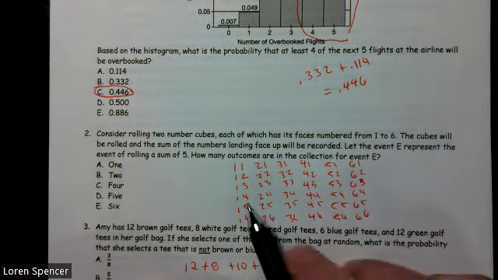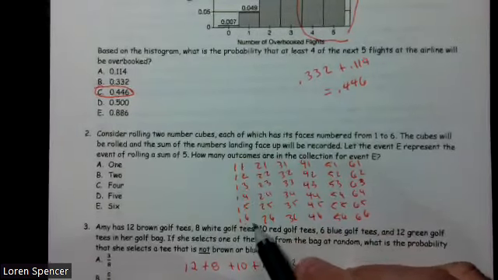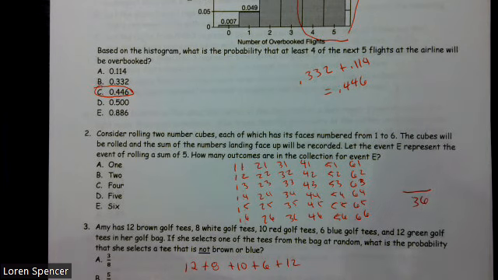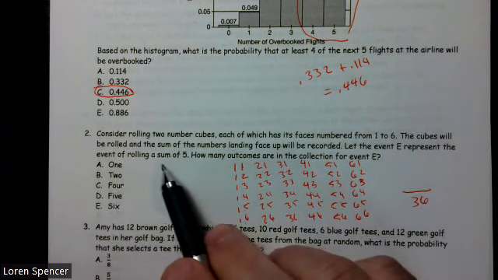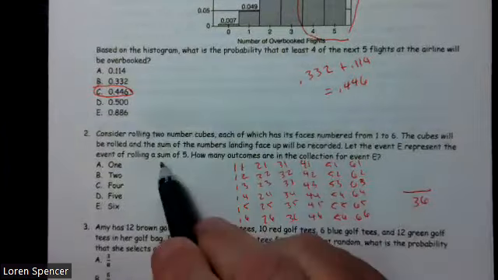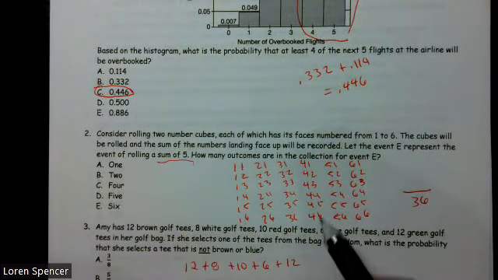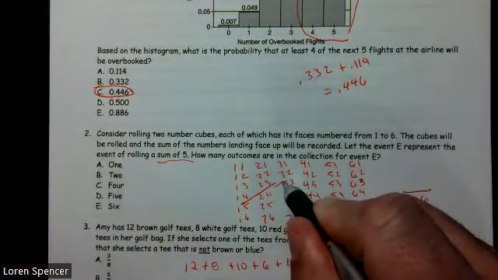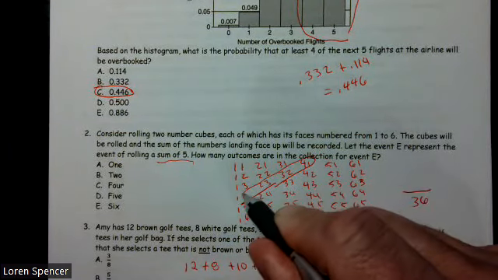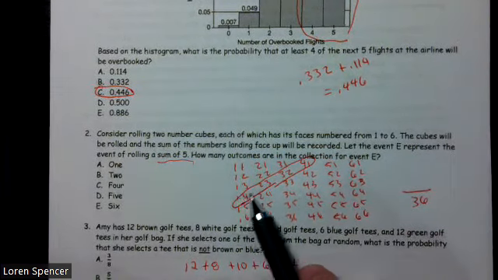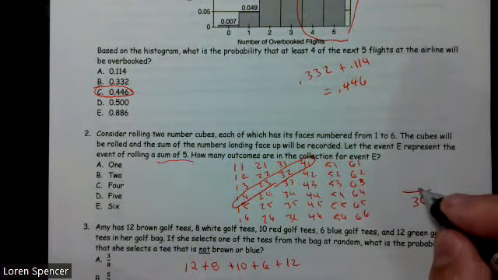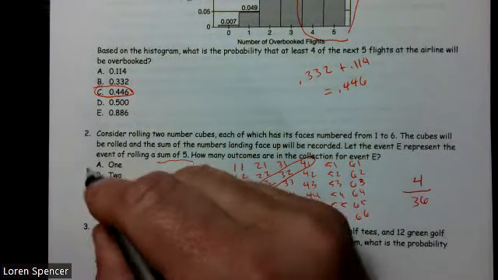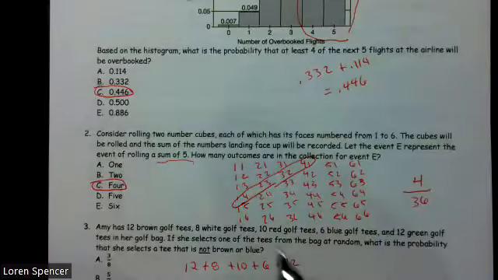All right, now I know that there are 6 by 6, so there are 36 possible outcomes. But they want to know the sum of rolling a 5. Well, rolling a 5 are 1,4; 2,3; 3,2; and 4,1. It's those 4. And how many outcomes are there in this selection? Well, there are 4, because that's my 4 right there.